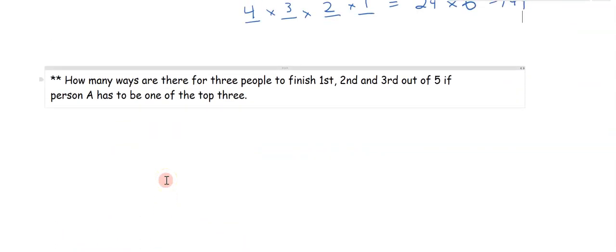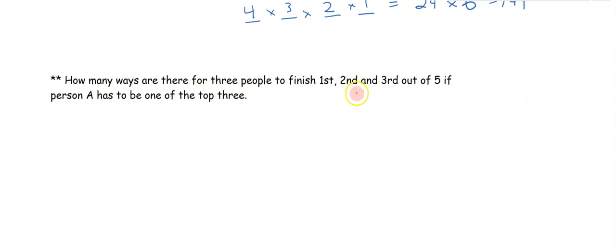And here's our last question of the day. It's a double star because it's even more difficult. How many ways are there for 3 people to finish first, second, and third out of 5? Right? So we've already done a question like that, but I'm going to add something in. Person A has to be one of the top 3. Okay? So if person A has to be one of the top 3, we have 3 cases. Case 1. A is first. Right? If it has to be the top 3, let's say A is first. So if A is first, there's only one option for first place.